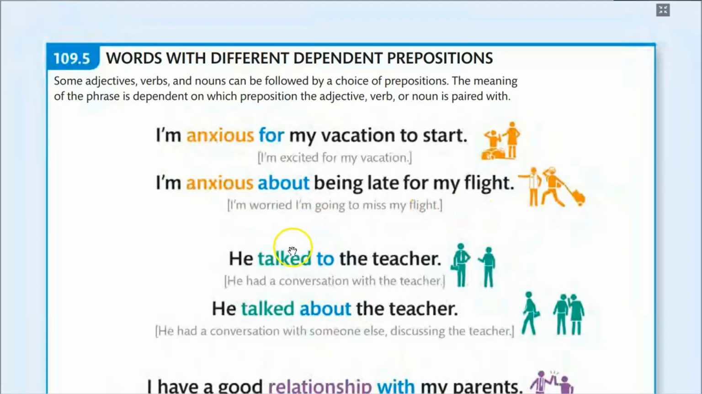You can see. He talked to the teacher. That is, he had a conversation with the teacher. He talked about the teacher. That one is different. That means he had a conversation with someone else discussing the teacher. So this is the teacher, right? So he talked to the teacher. Now this is the teacher going. So this person talked to another person about the teacher.